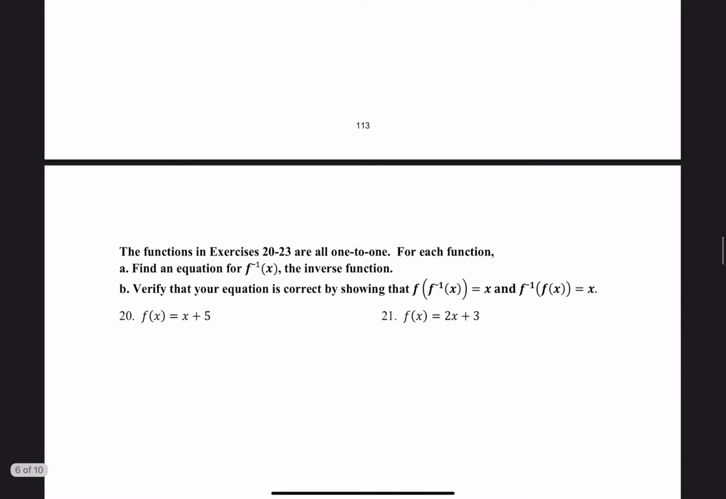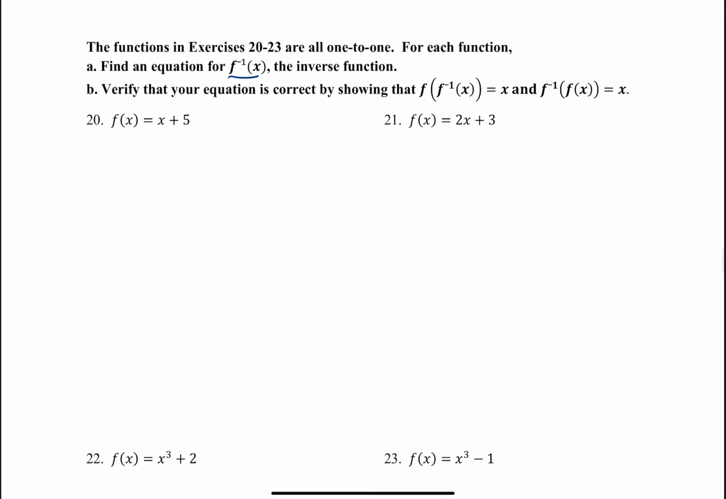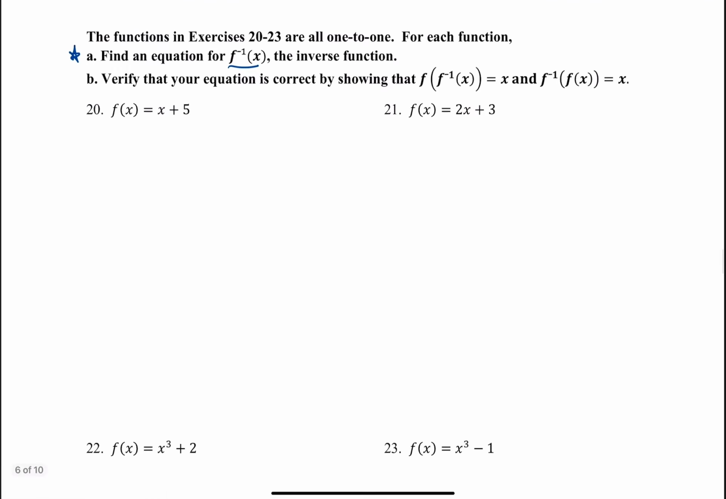And the last set of exercises simply asks us to find an equation for the inverse and then verify them. Again, I'm going to just worry about A. You won't need to verify these on the test. As long as you do the computations correctly, you're going to be okay. I'm going to go ahead and do 21 and 23, and I'll leave for you 20 and 22.